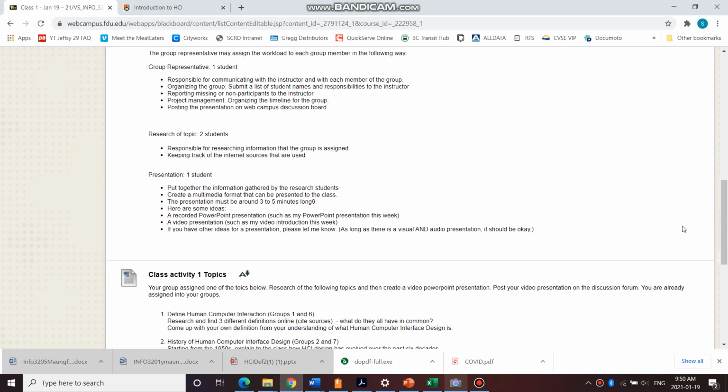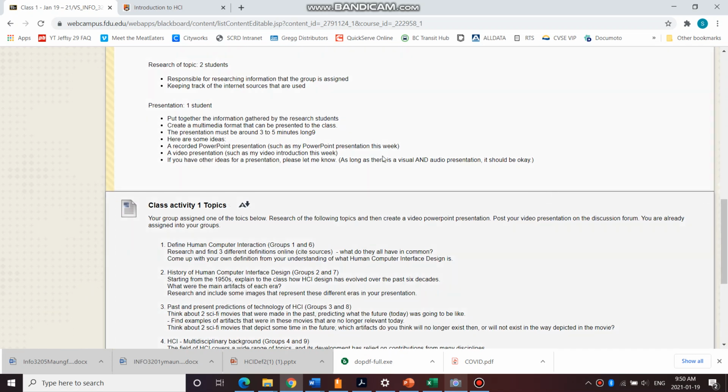There are 4 students total. The other two students will be responsible for researching information on the topic that the group is assigned and keeping track of the internet sources that are used, because you will have to cite them. You have to tell me where you got your information from, the sources you got it from online. Next, for the presentation, one student needs to put together the information gathered by the research students and create a multimedia format that can be presented to the class. This presentation must be about 3 to 5 minutes long.